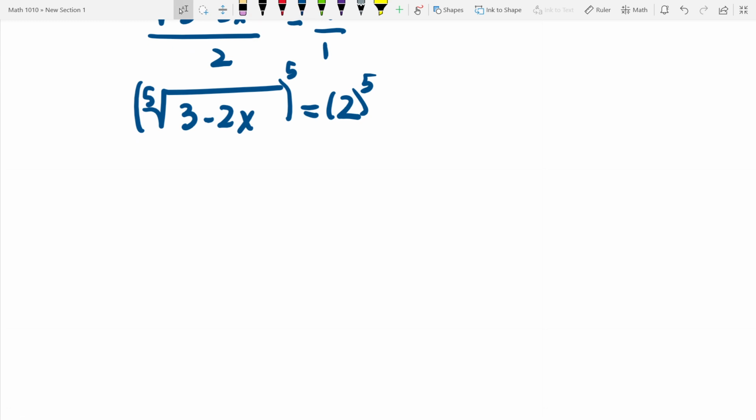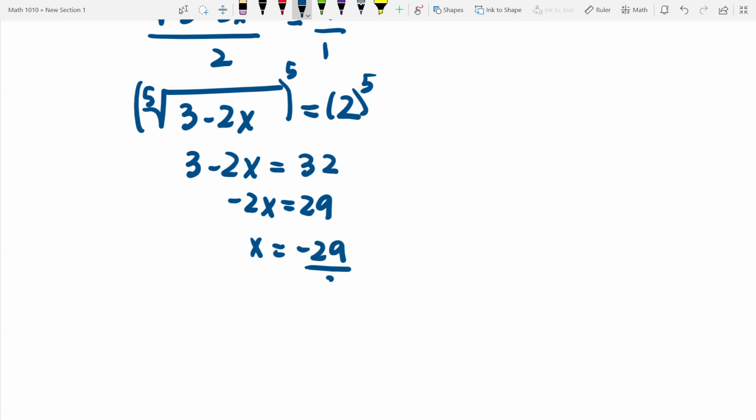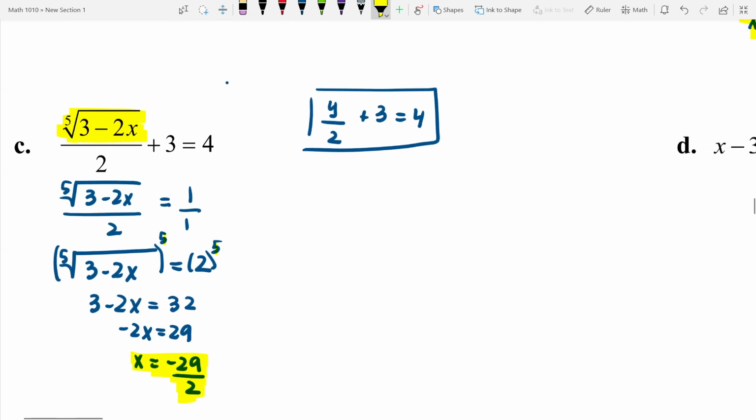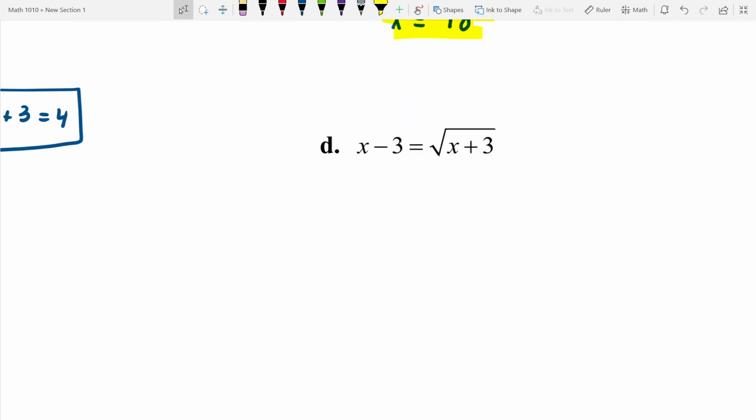If I did put parentheses around it, it would be fine, but it's not necessary. Okay. On the left-hand side, the fifth root and the fifth power undo each other. So it's 3 minus 2x is equal to 2 to the fifth, which is 32. Bring your 3 over and it becomes a negative. So I have a negative 2x equals a positive 29. Divide by negative 2, and I get negative 29 over 2. And again, I don't have to check this because I odd powered and not even powered. If you wanted to check it, you could, but you don't have to.